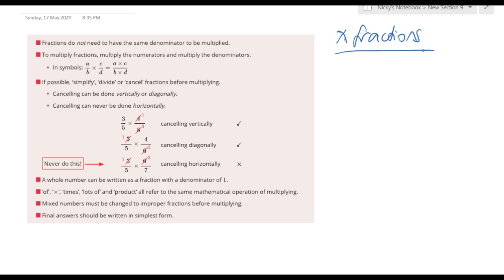When you're multiplying fractions, fractions do not need to have the same denominator to be multiplied. So that's kind of handy. Before you start, you don't have to do anything else to the fractions to change them at all. To multiply fractions, all you need to do is multiply the numerators and then multiply the denominators. So in casual terms, you would say multiply across the top, multiply across the bottom. However, there are some little tricks that are going to make this process faster and easier for you. Before you start multiplying, there's a couple of things that you can do to make it quicker.